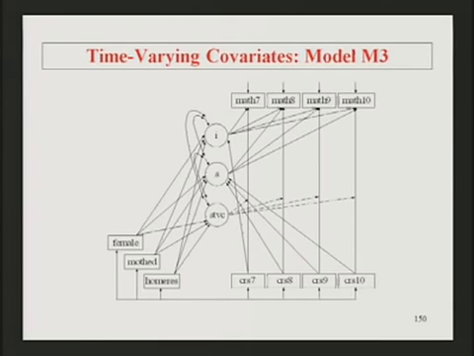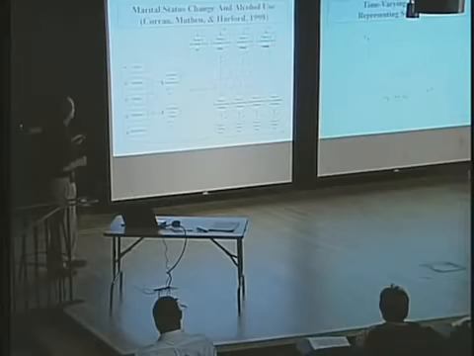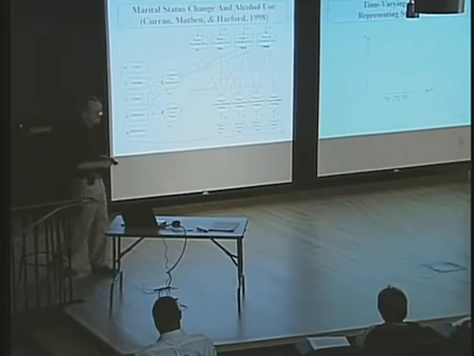But this model, 156, is more of a model of status change. You just move into a different group of people across time. So you can find that reference at the back.